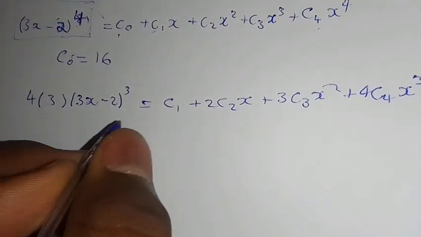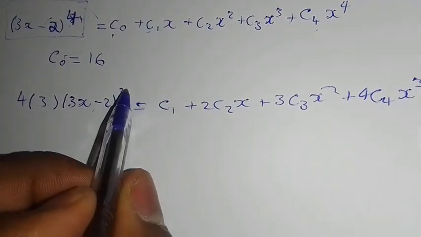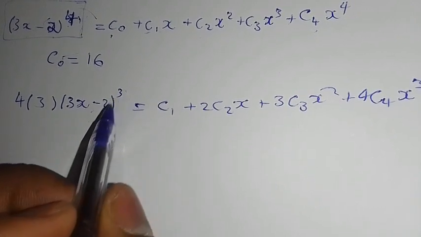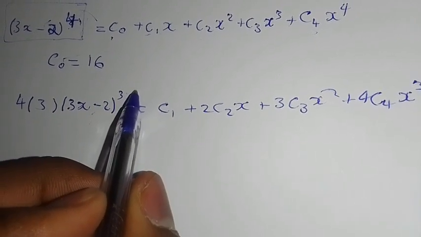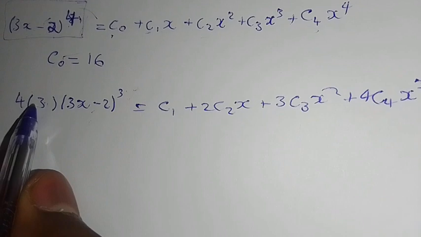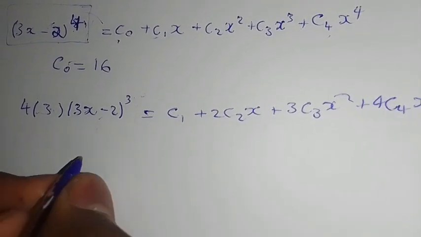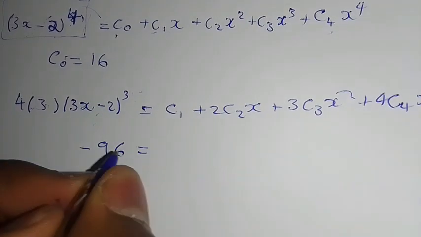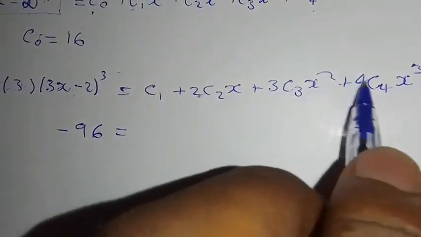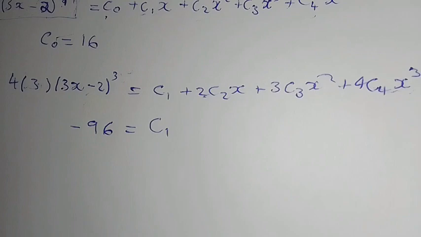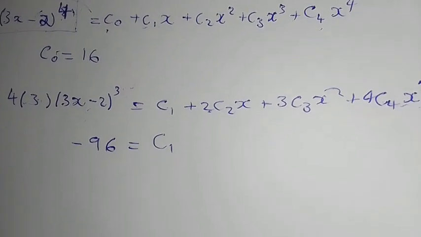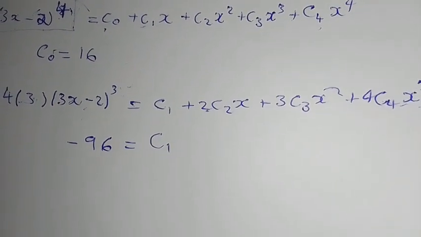If we plug in 0 again here, notice something. We'll end up with minus 2 to the power of 3, which is negative 8. And here we have 4 times 3, which is 12, and 12 times 8 gives us 96. So we'll have negative 96 there. And if we plug in 0, every term goes to 0, so we just get that c1 is equal to negative 96. Okay, let's continue and see what happens.